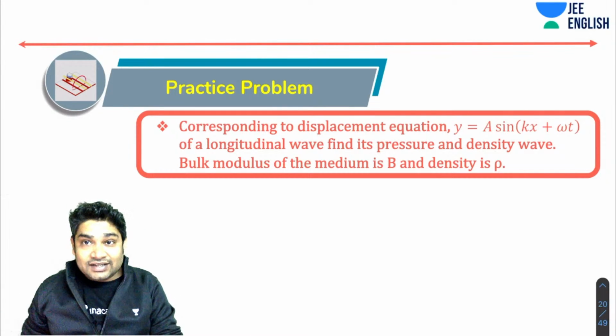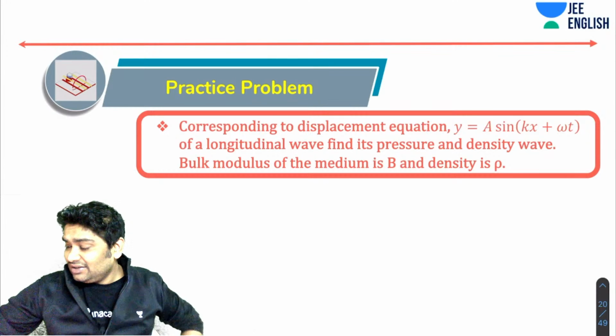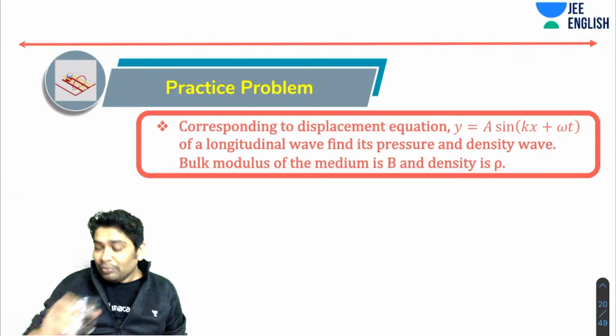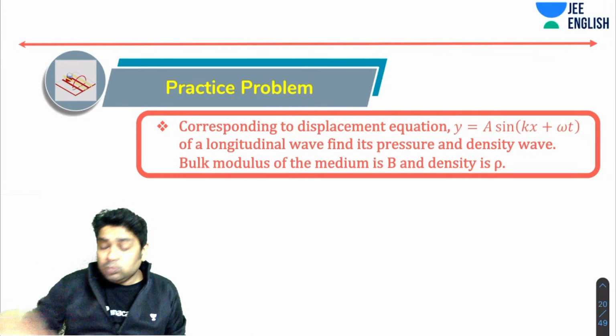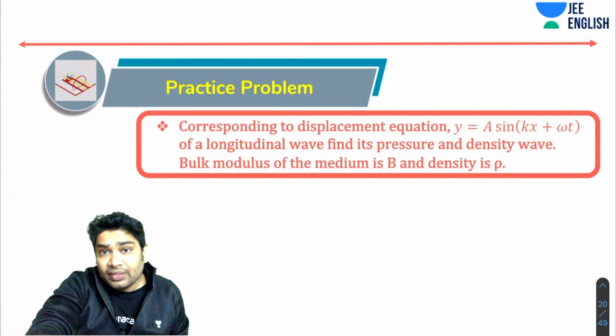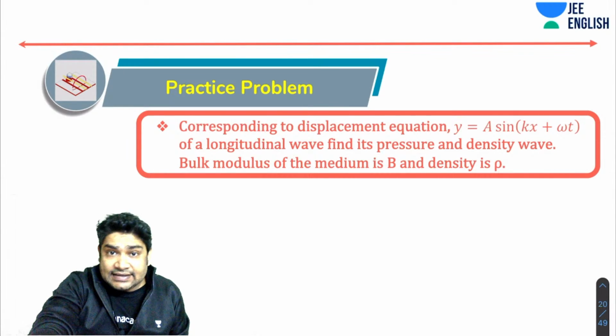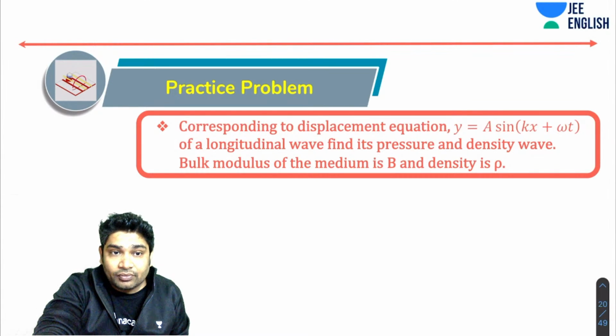Anyhow, you guys can try this question. So quickly try this and let's see if you can figure this out. This says: corresponding to a displacement equation y equals a sin(kx plus omega t) of a longitudinal wave, find its pressure and density wave. The bulk modulus and the mean density have been given to you. So write the pressure equations. This should be super simple, right?